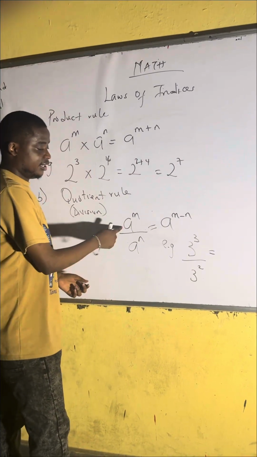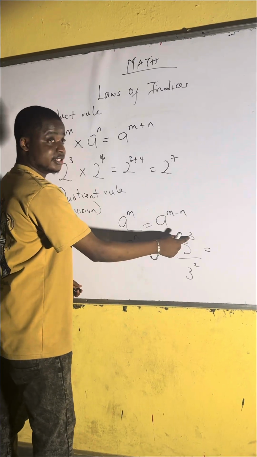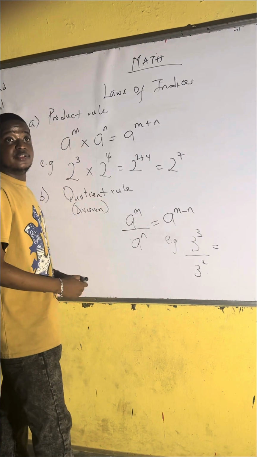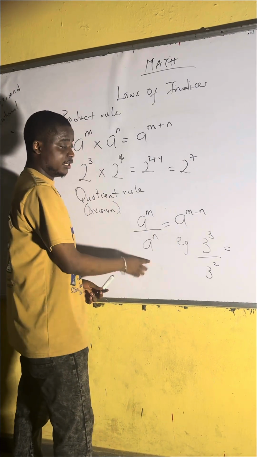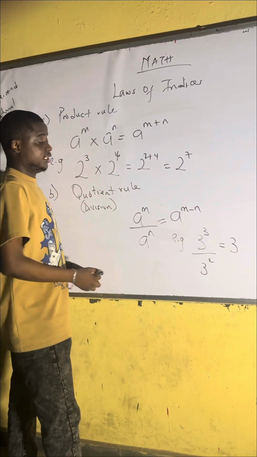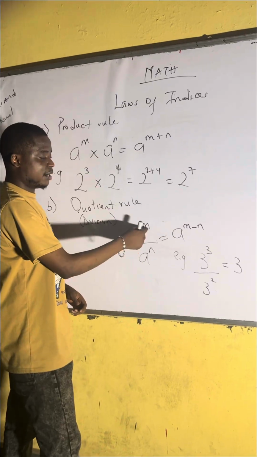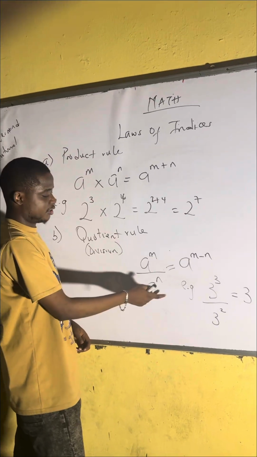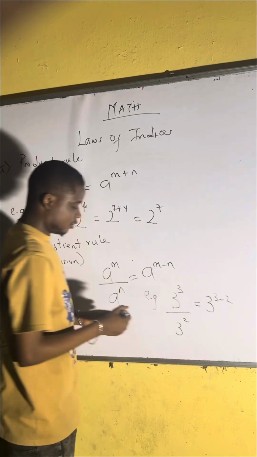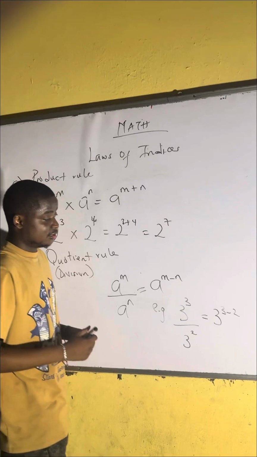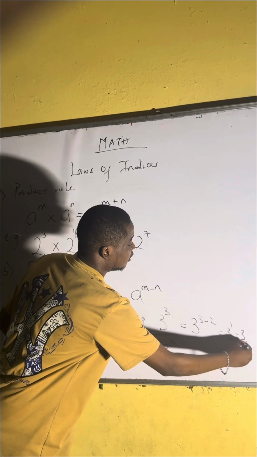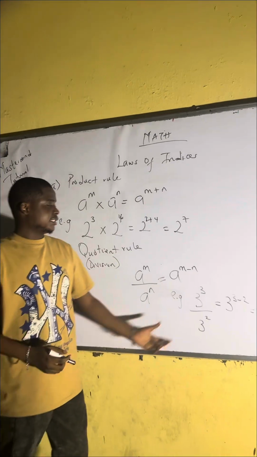You can compare a to 3, m to 3, this a to this second 3, and this m to this second 2. The same way you pick one of this a, you pick one of this 3, it's going to be 3. Then the same way we did m minus n, that's the power in the numerator, and the power in the denominator is going to be 3 minus 2, and 3 minus 2 is 1.